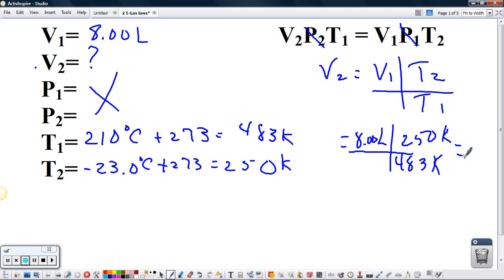I look at those numbers and I estimate that my answer is going to be close to 4. Because 480 is almost 500, and 250 times 2 is 500. So if I were to reduce that fraction, I would get about 1/2. So my answer should be close to 1/2 my volume. Okay? So what is my answer? 4.14 liters. Okay. All right. Any other questions? The last one.